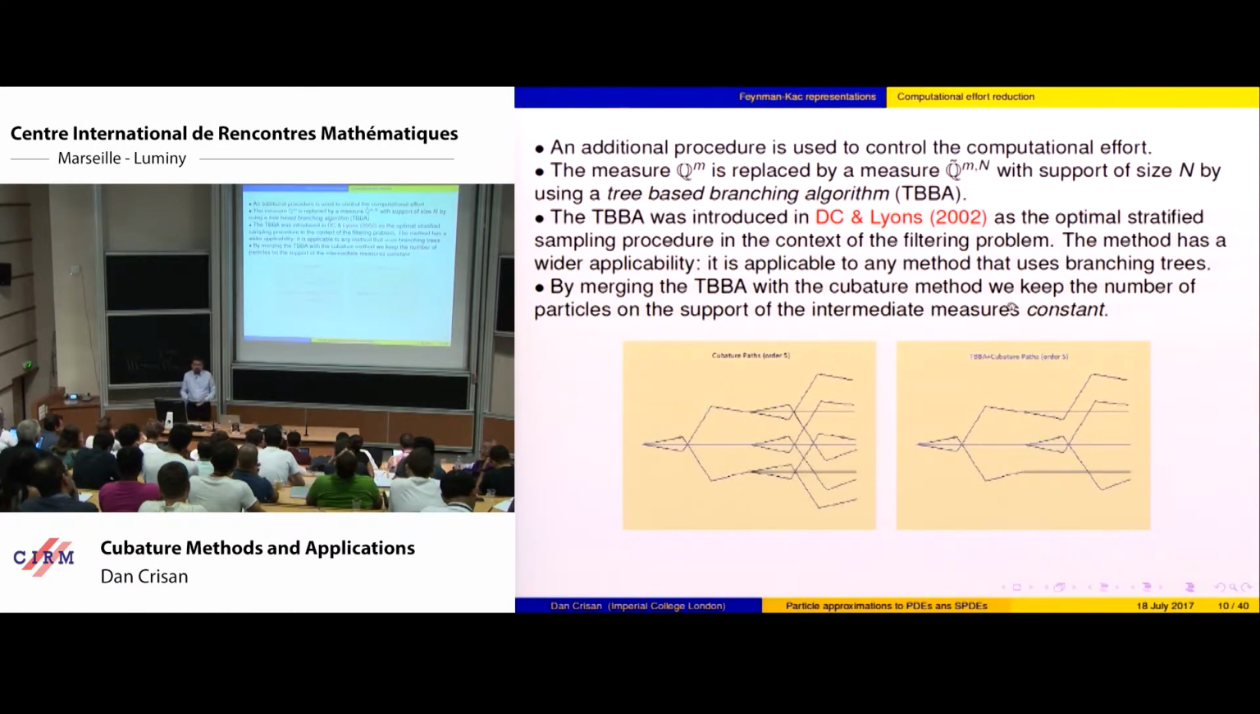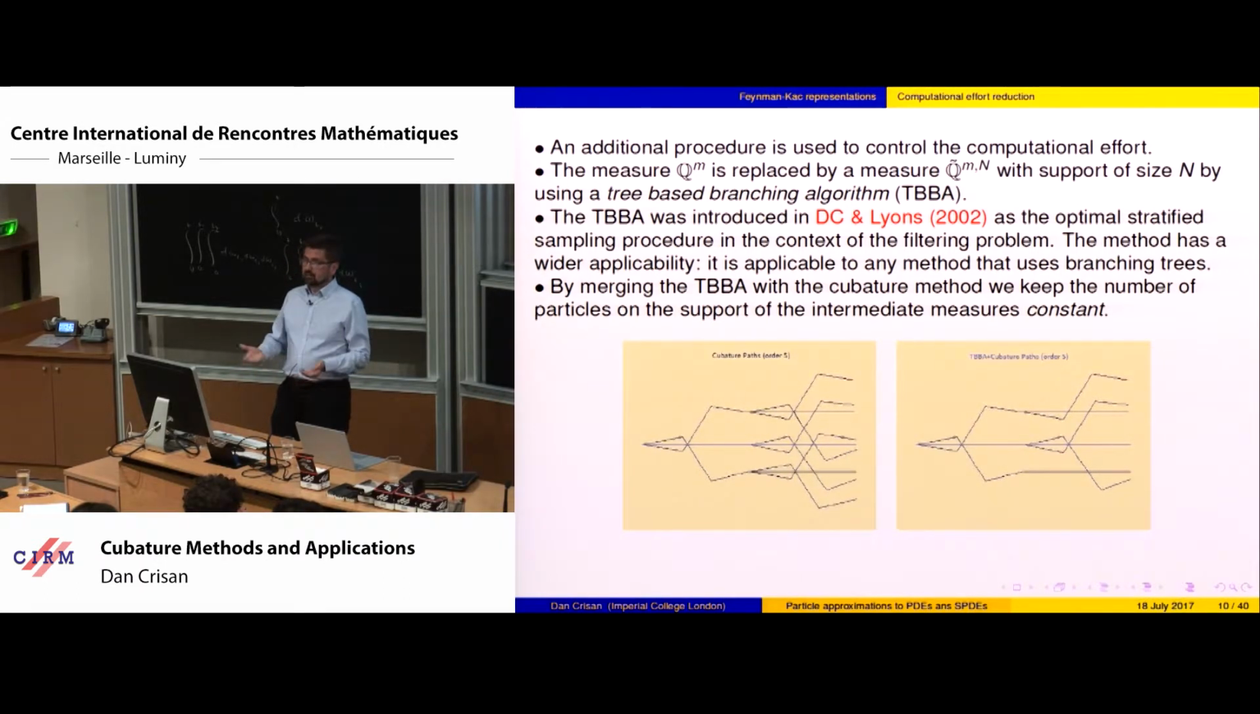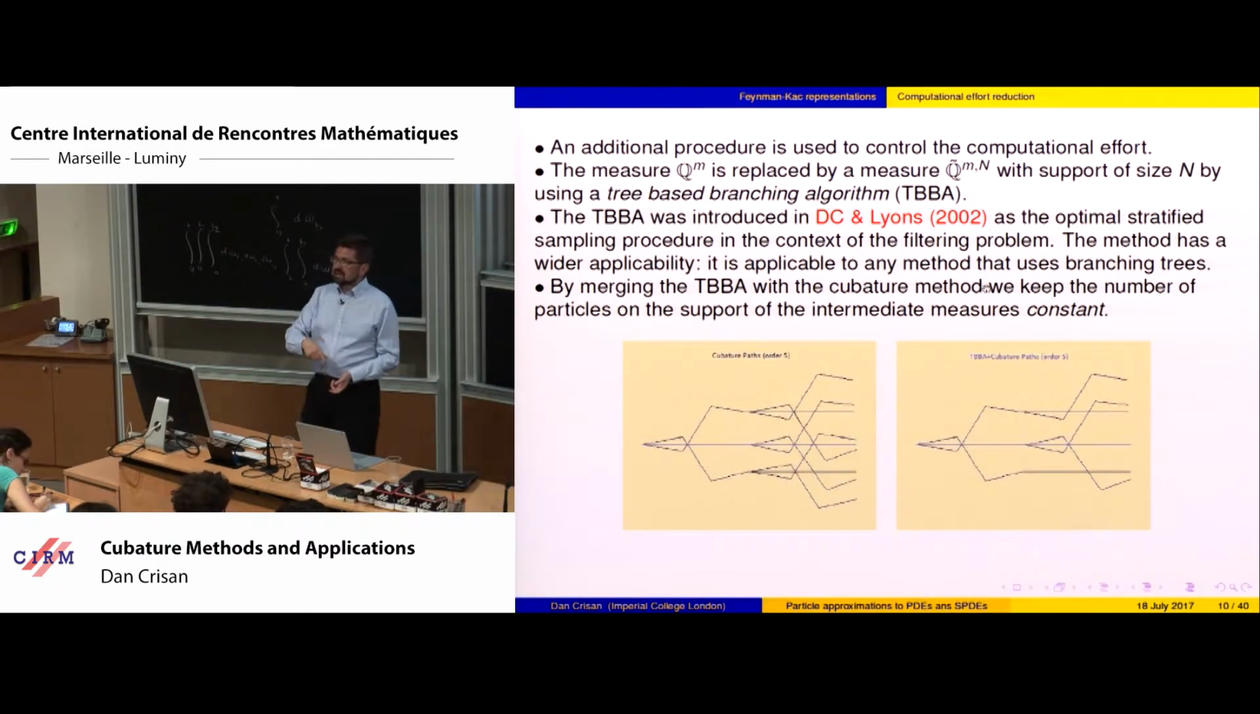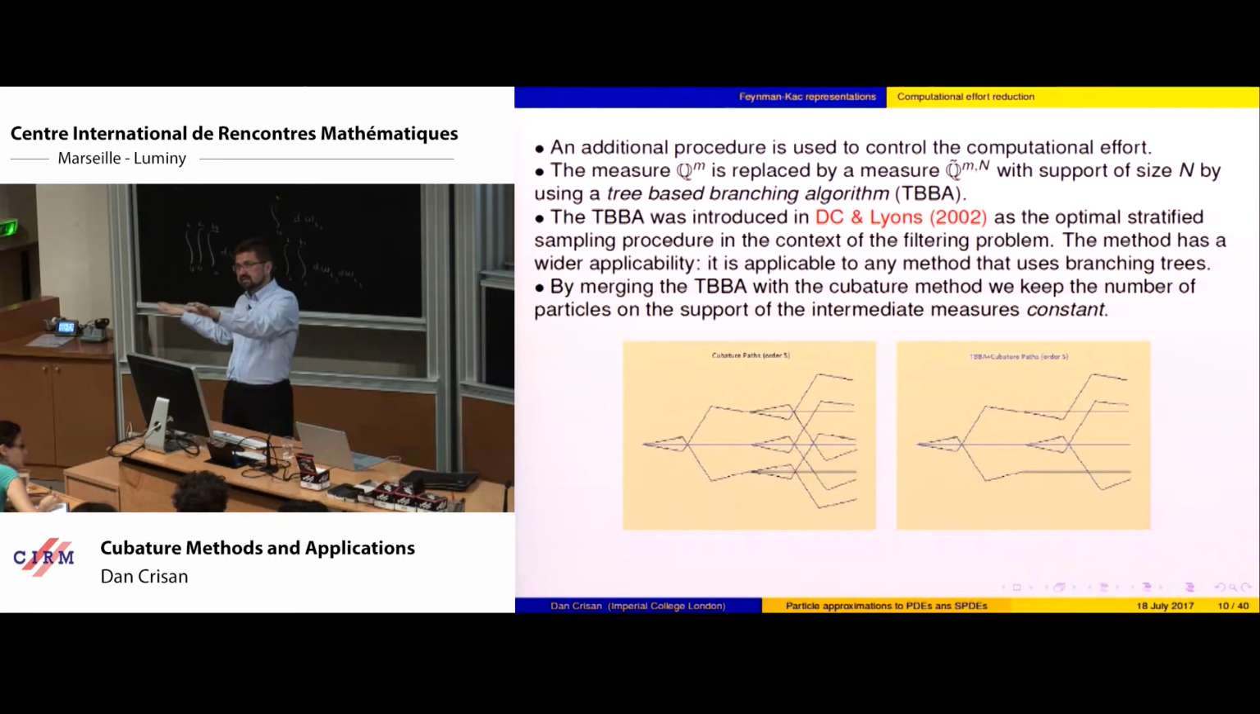So this was introduced in the context of filtering, and then we realized that actually this is an ideal methodology in the context of cubature to keep the computational effort fixed. In fact, anywhere you see measures that are constructed in this inductive way, which involve trees, you can use this methodology to subsample, to sample out of a tree. So the idea here is that you don't use the cubature measure itself. You use a subset of the cubature paths. You combine the cubature measure with the TBBA, and that is going to produce another measure that will have the number of paths fixed to whatever you choose the number of paths to be.